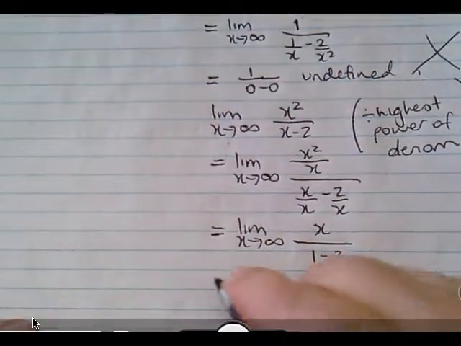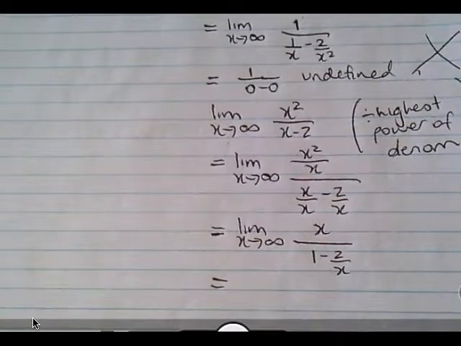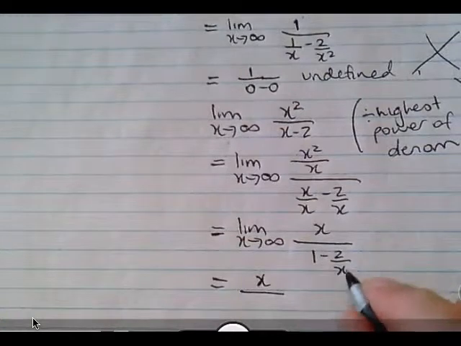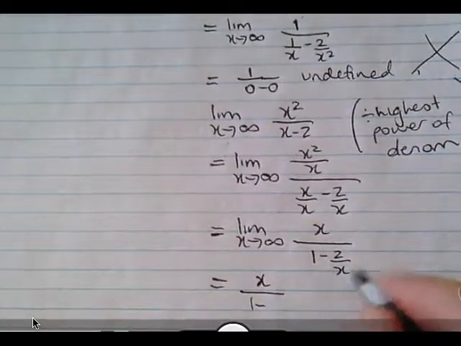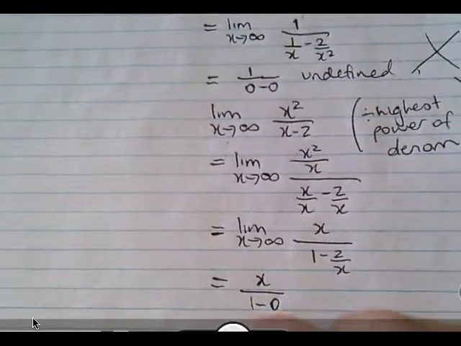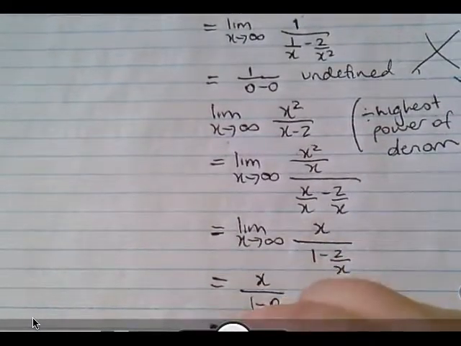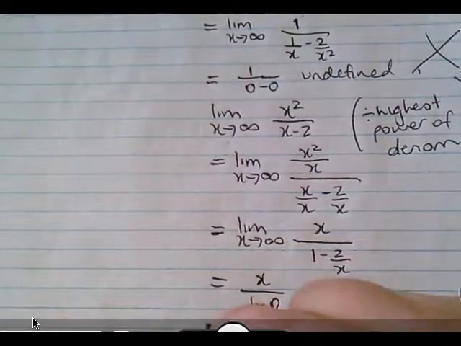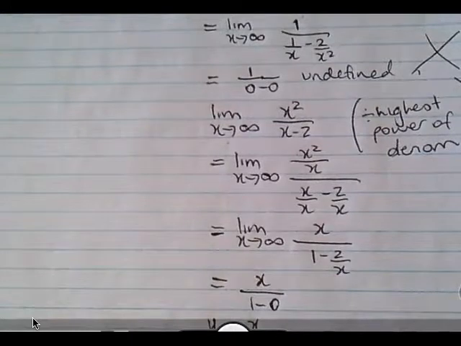Now let's substitute as x approaches infinity. You can't put infinity into x. You just keep that as x over 1 minus, what happens to the 2 on x? And what's x over 1? Now, your oblique asymptote is the line y equals x.